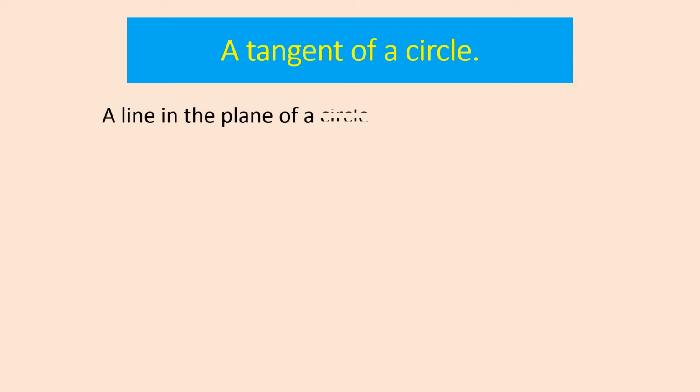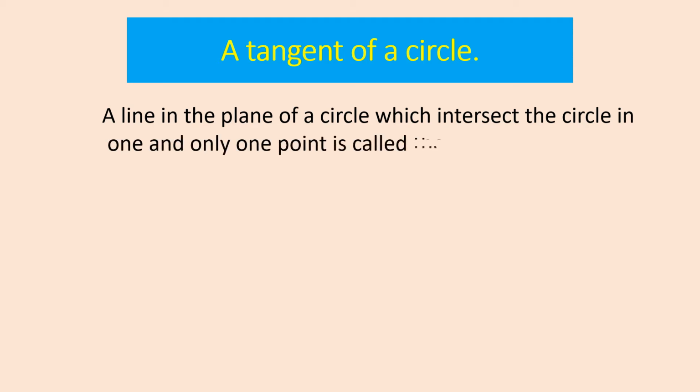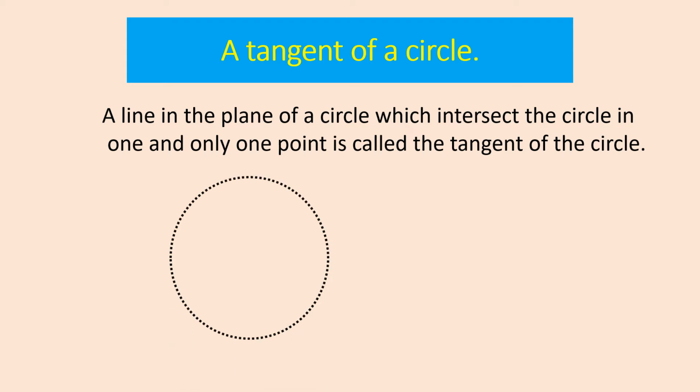A line in the plane of a circle which intersects the circle in one and only one point is called the tangent of the circle. Let us see the picture of it. Here is a circle. We have taken a dotted circle just to make you understand. A line, we can see, is passing through one and only one point.